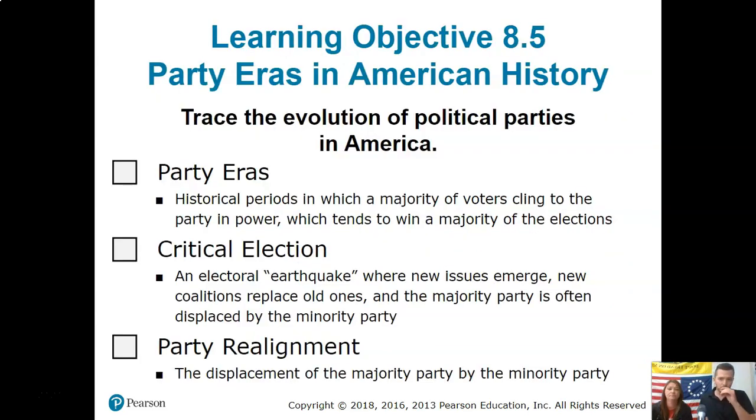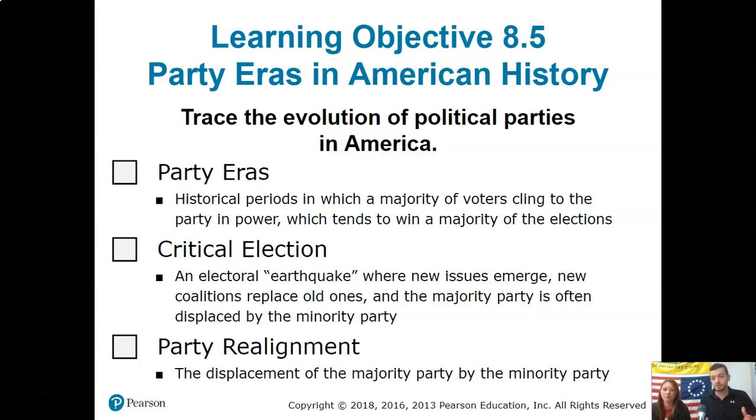Okay, so we're going to talk about the party eras, and honestly, I think we're just going to go through them pretty quickly because I really doubt that it's going to be that important. But the book does have it, so we want to at least acknowledge them. But I don't think that it's going to play a big role in the AP exam.